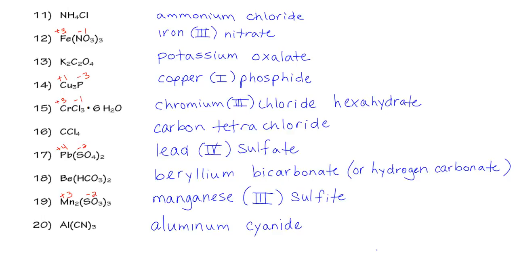A lot of the same rules apply. There are more transition metals down in this half. A lot of polyatomics. Number 16, carbon tetrachloride. Carbon and chlorine are both nonmetals. That one's covalent. Another kind of goofy one that people will get wrong is 20. They want to put a Roman numeral by aluminum. But aluminum is not a transition metal, and it's always +3. It's always in the group that's +3. So aluminum will never have a Roman numeral, just aluminum cyanide.